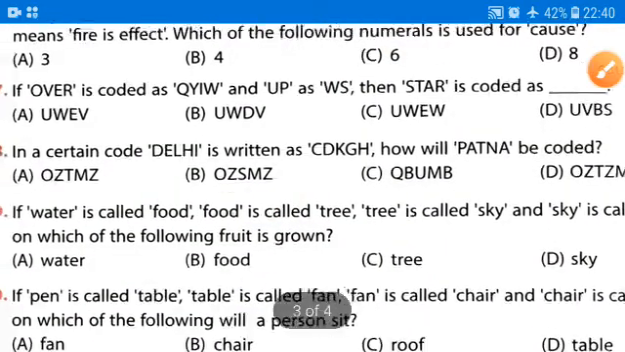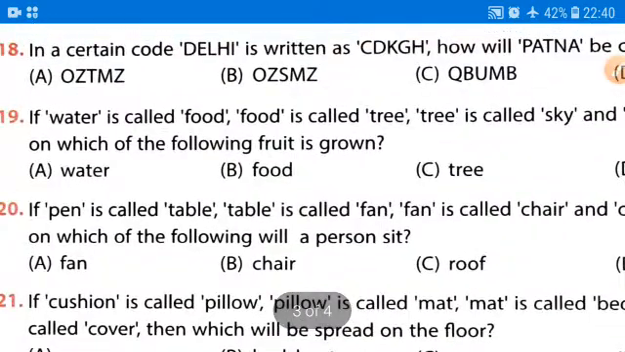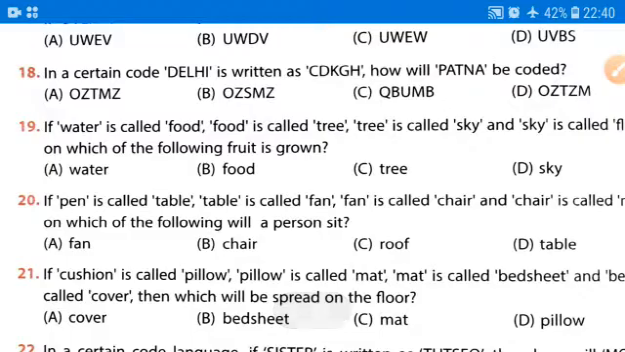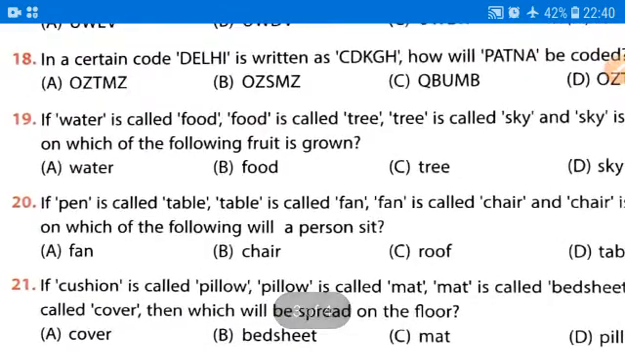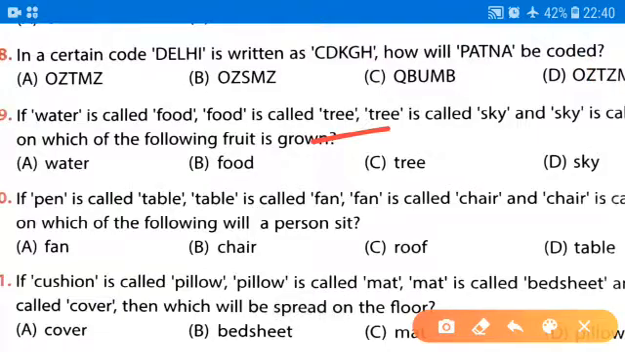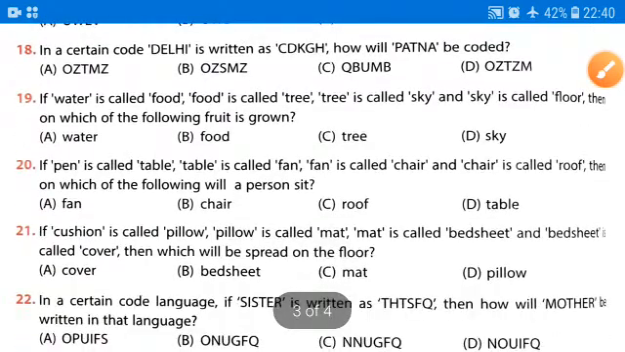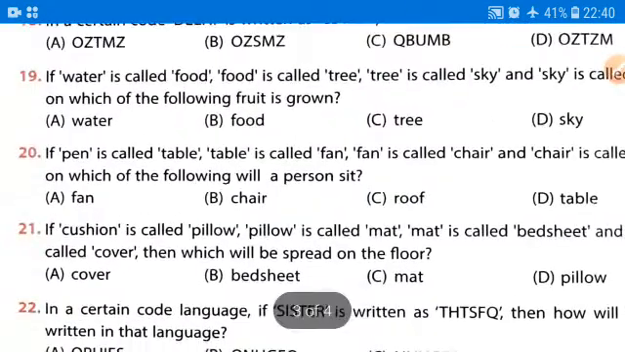Now moving further, now coming to question number 19. This is a very simple and very interesting question. Here water is called food, food is called tree, tree is called sky, and sky is called floor. Then on which of the following is fruit grown?